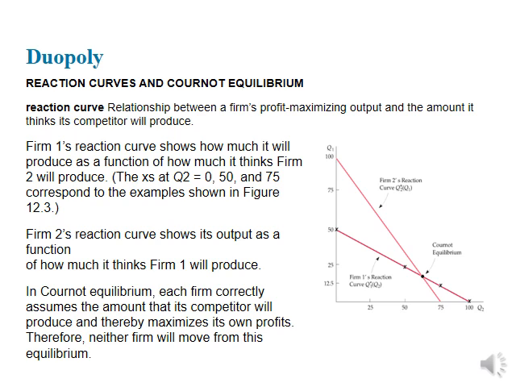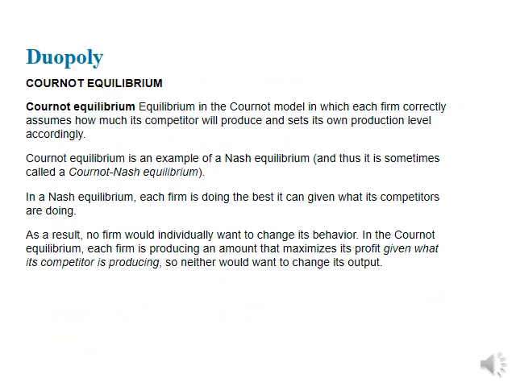And where these two reaction curves cross is the equilibrium. The point where each firm correctly assumes the amount that its competitor will produce and sets its reaction accordingly. This is a Nash equilibrium like we talked about in the last lecture, because no firm has incentive to deviate from this point. In fact, this point is sometimes called a Cournot-Nash equilibrium.